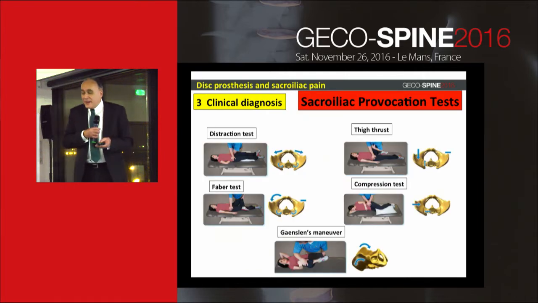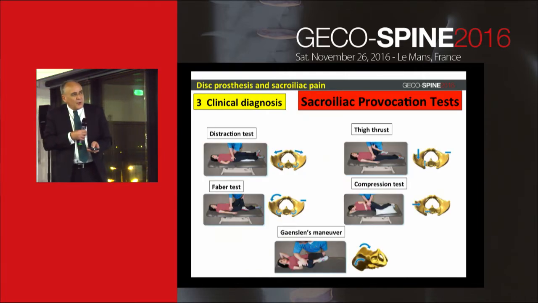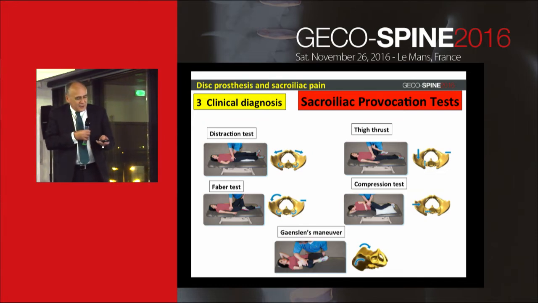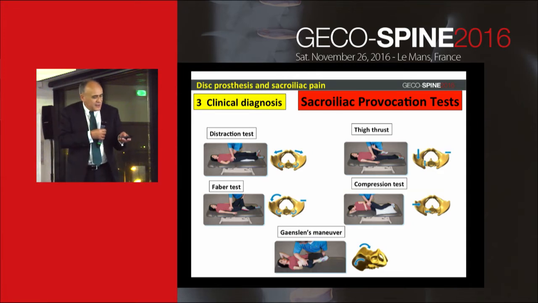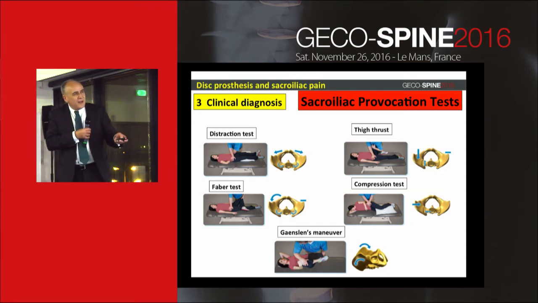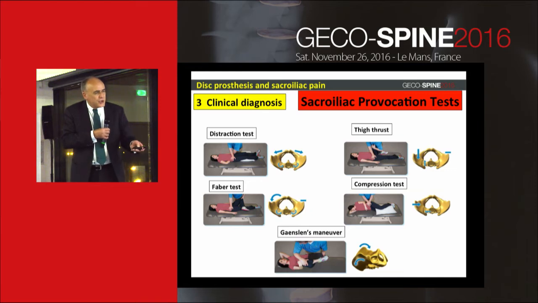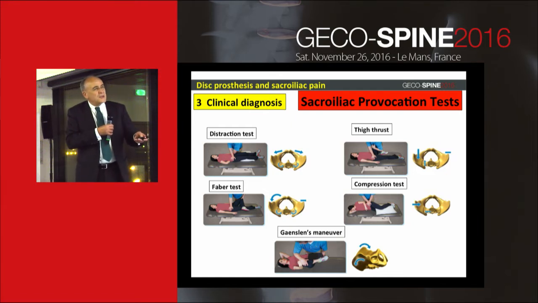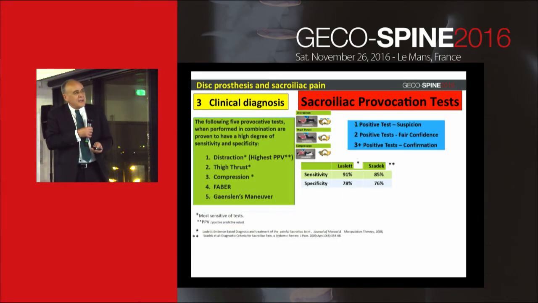So there are a lot of maneuvers, very well known, but the literature is also very clear regarding what are the good maneuvers, and we shall see this. You see that you have a distraction test, action on the thigh, compression. We have those tests, not easy sometimes to reproduce because the patient is in pain. But this distraction test and the thigh thrust is something very efficient.